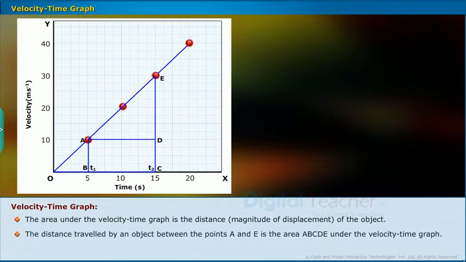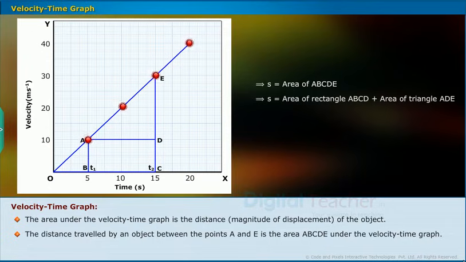The distance travelled by an object between the points A and E is the area ABCDE under the velocity time graph. It implies S equals area of ABCDE. This is S equal to area of rectangle ABCD plus area of triangle ADE. Implies S equals AB into BC plus half into AD into DE.